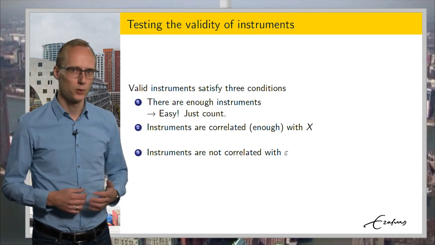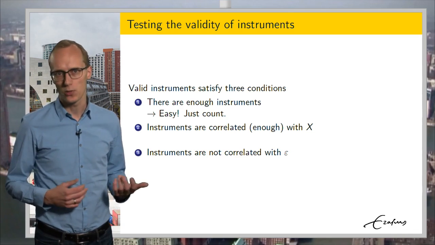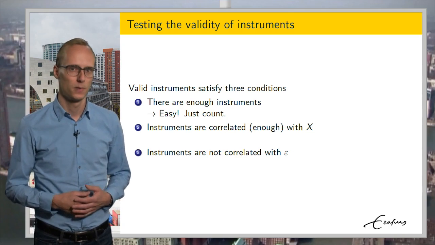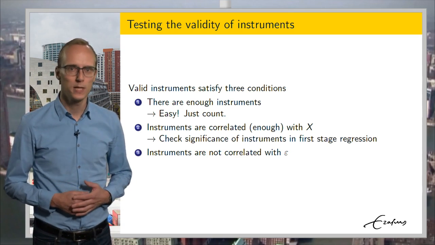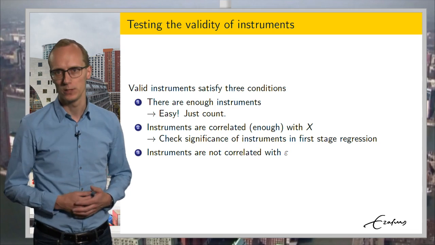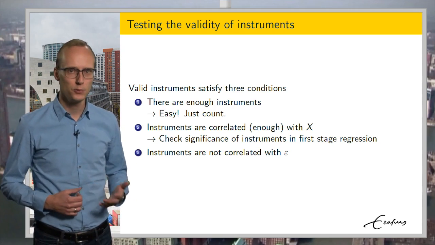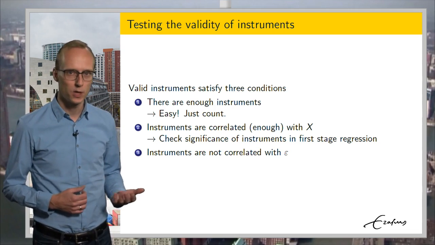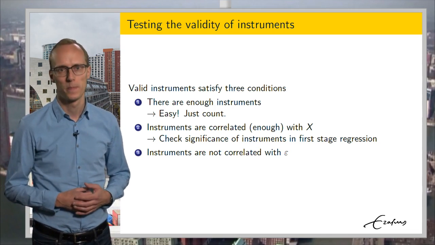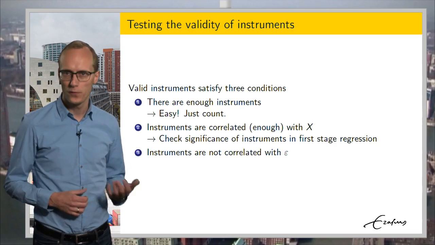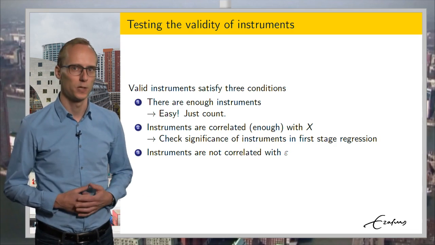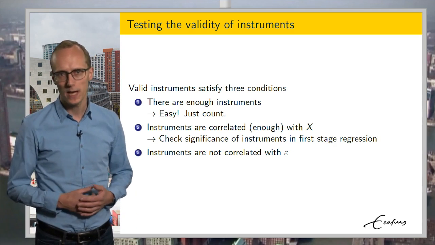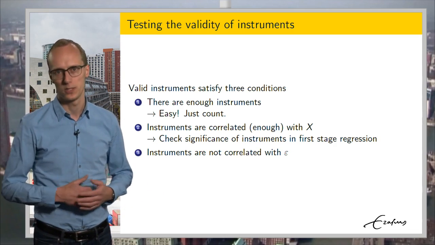If there are 3 endogenous variables, we need to obtain at least 3 additional instruments. To check the second, we can rely on the first stage regression of 2SLS. In this regression, we explain the endogenous variables using all the instruments. The additional instruments must sufficiently explain the endogenous variables. This is quite easy to check using t-statistics or an F-test.